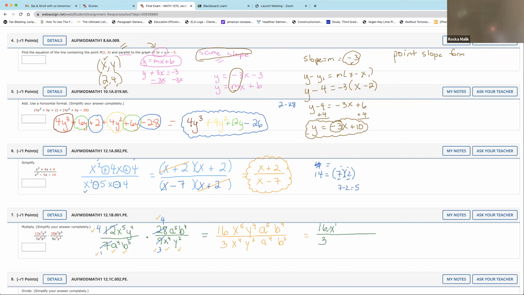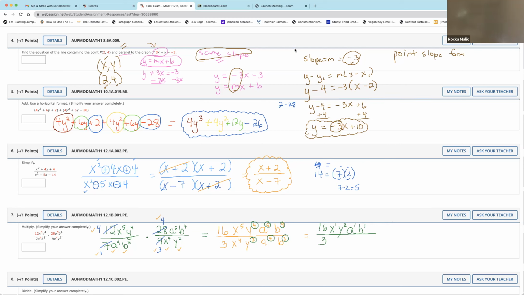We'll leave the 1 in there for now, but we'll come back and get rid of it because it looks crazy. For my y's, I have 4 minus 2, so y squared. The a, I have 5 minus 4 to the 1 power. For the b's, I have 4 minus 3 to the 1 power.